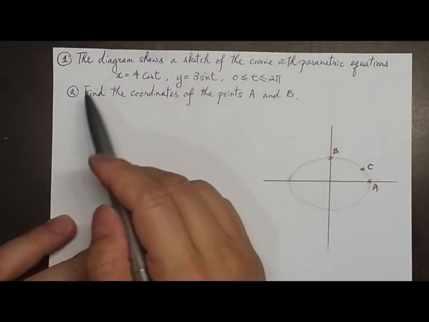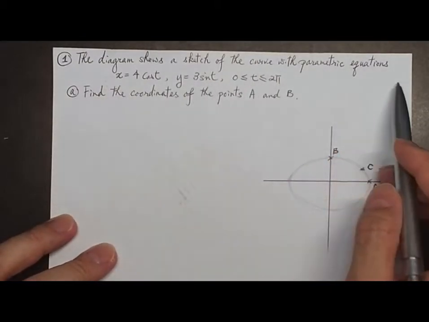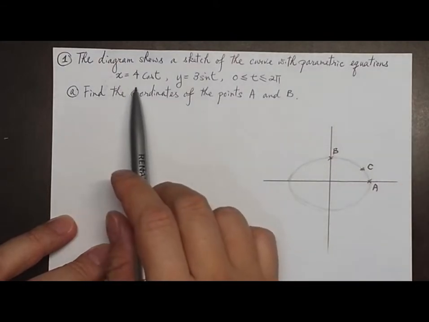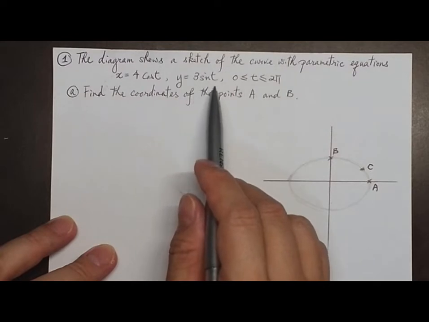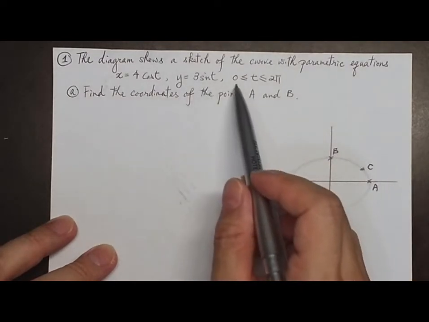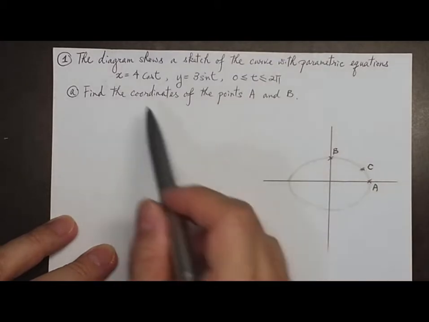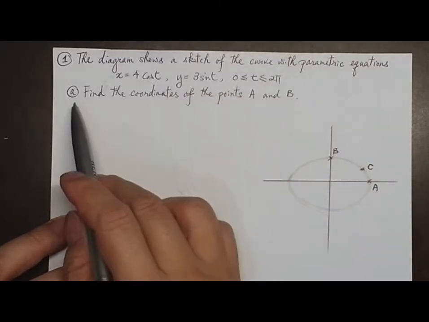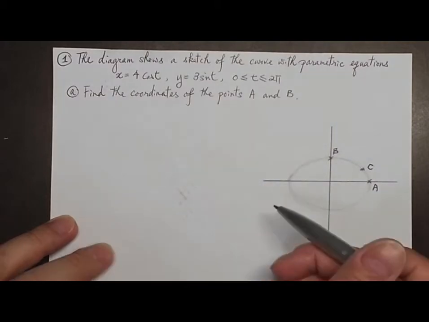Question number 1. The diagram shows a sketch of the curve with the parametric equation x equal to 4 cosine t, y equal to 3 sine t, and t is from 0 to 2 pi. This path is the parametric equation. A. Find the coordinates of point A and point B.